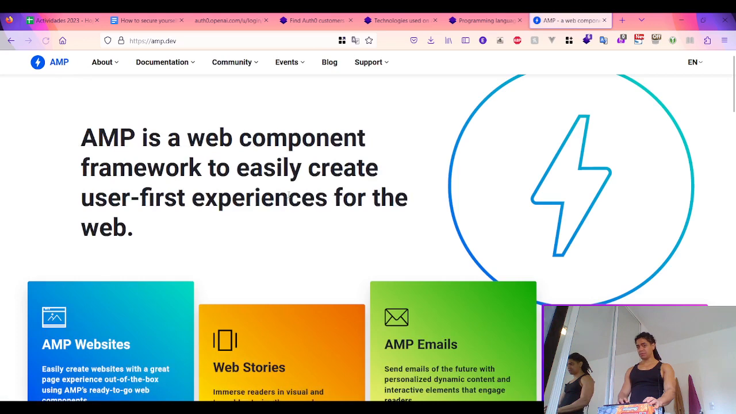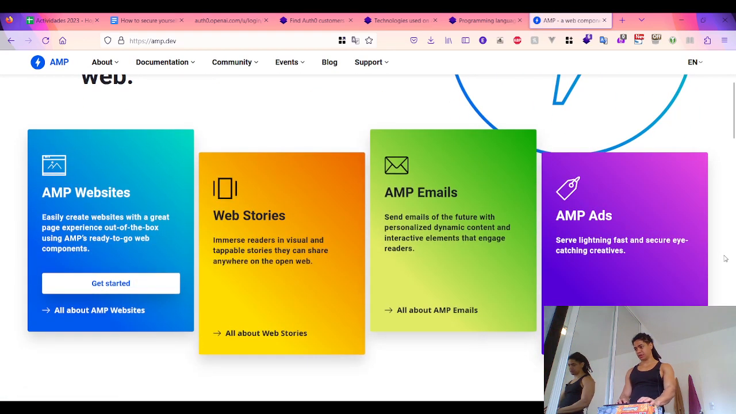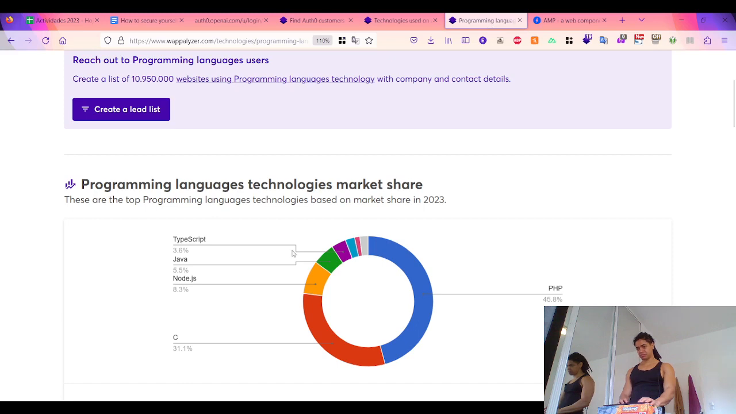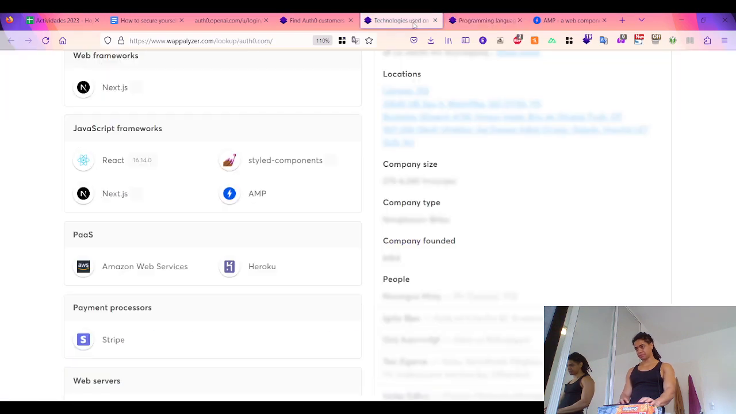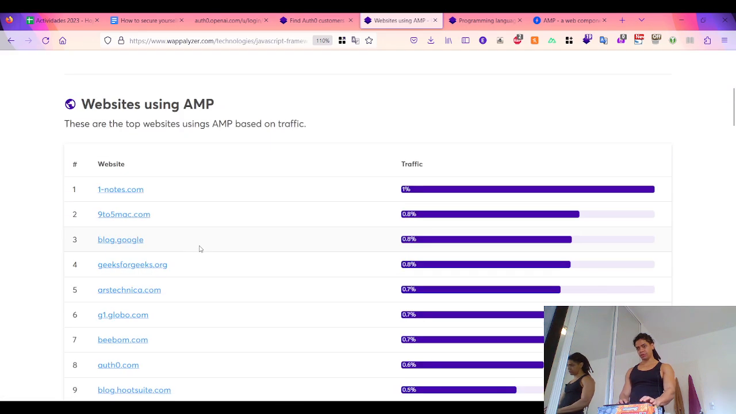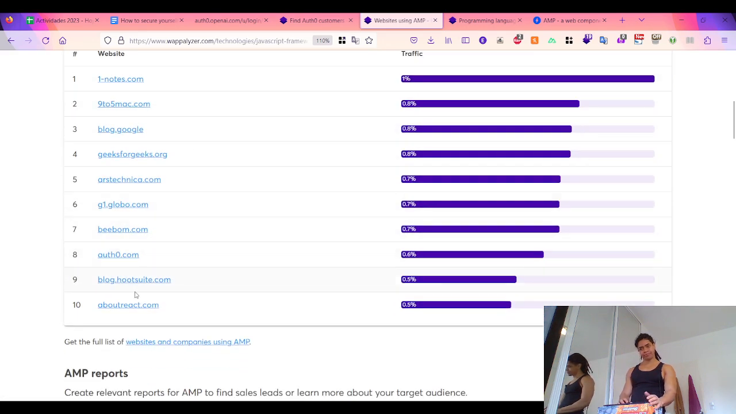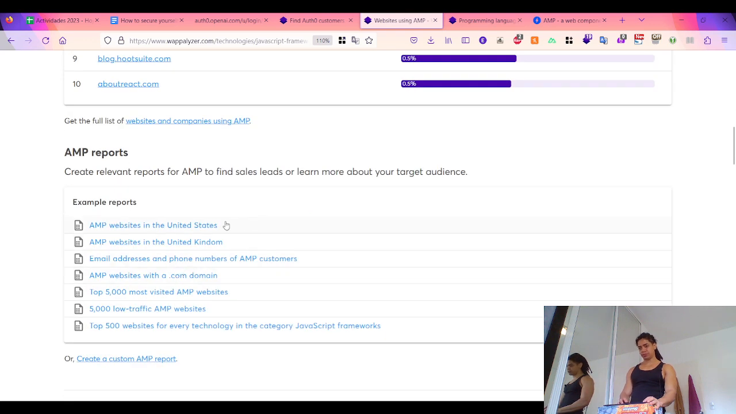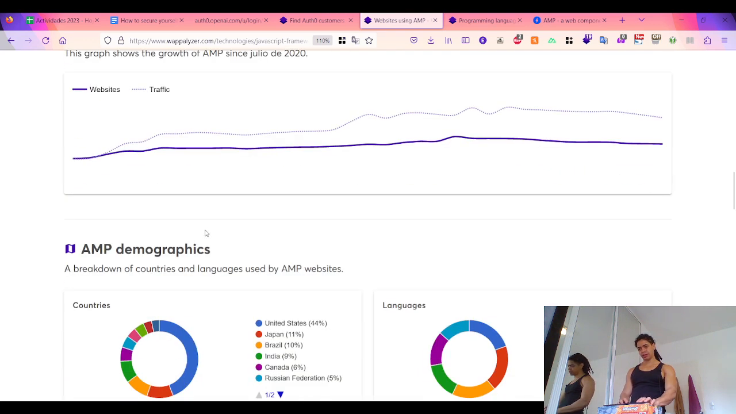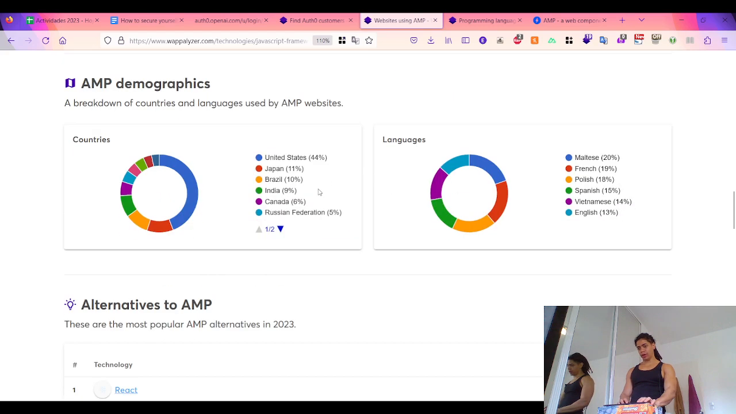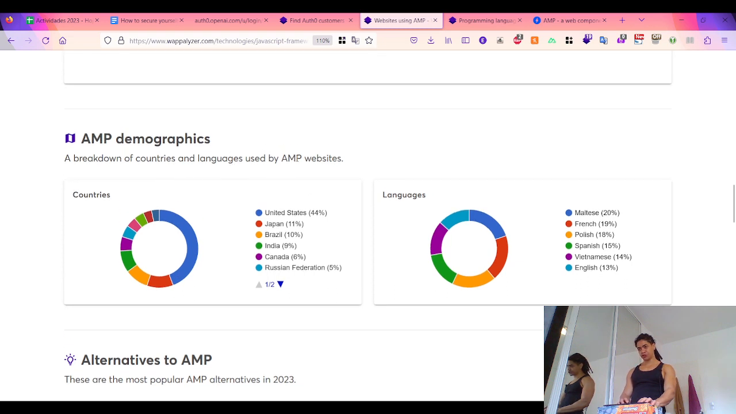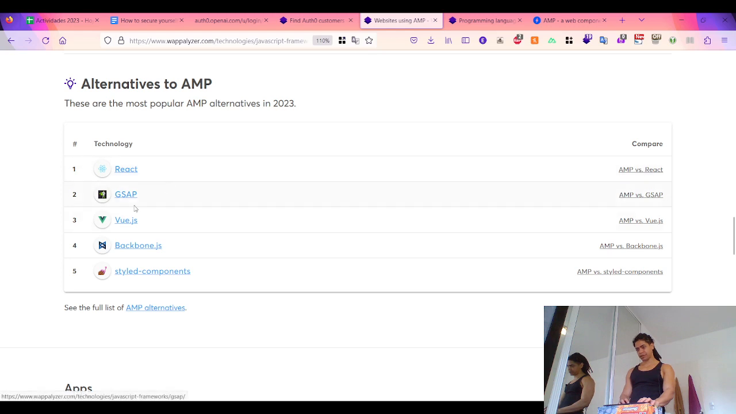That's one of the reasons why AMP is not popular. You don't hear much about this. You know what I mean? You don't hear too much about AMP. And there is a reason for that. Yeah, okay, that's great. But the issue is, well, in the United States, a breakdown of country and language used by AMP. But the reason is that AMP technology is not the most popular AMP alternative.